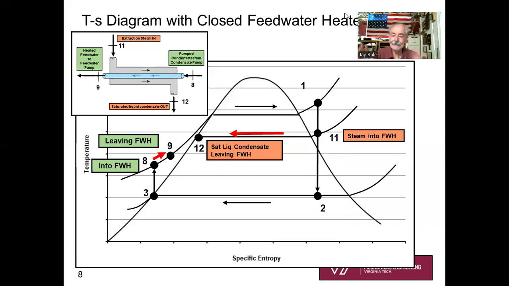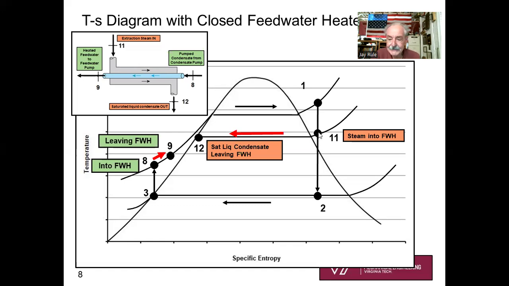So what will the T-s diagram look like for this closed feedwater heater? It's more complex than the basic Rankine cycle. Let's see, 1 to 11 to 2. Well, that's going to be the turbine process, okay? In this case, it's shown as reversible and adiabatic, but the extraction point, some intermediate pressure between 1 and 2, P11, that's going to be where we're extracting the steam.